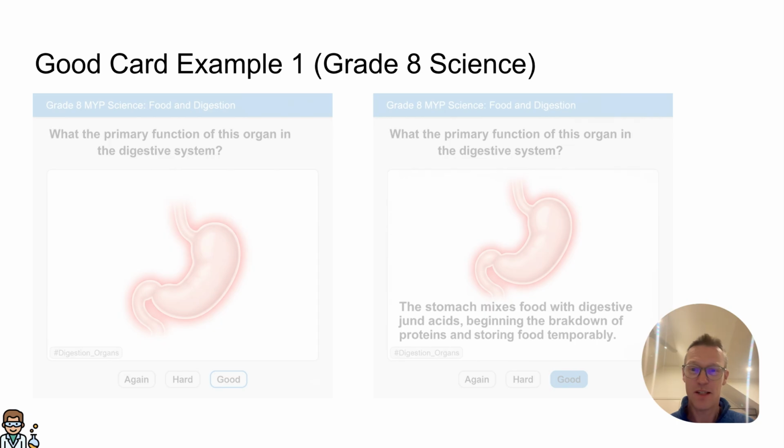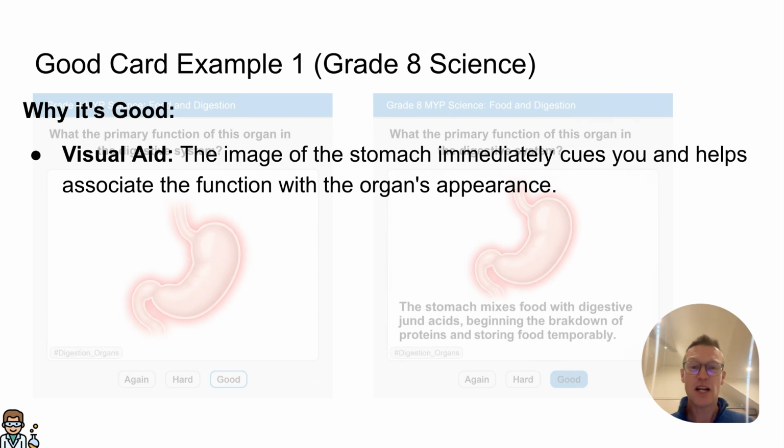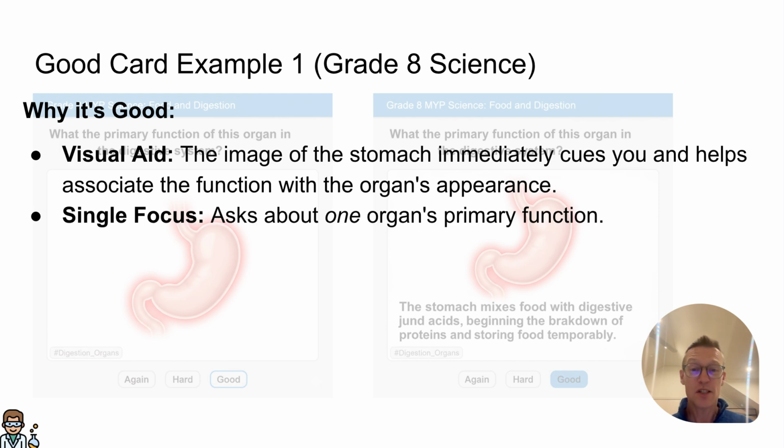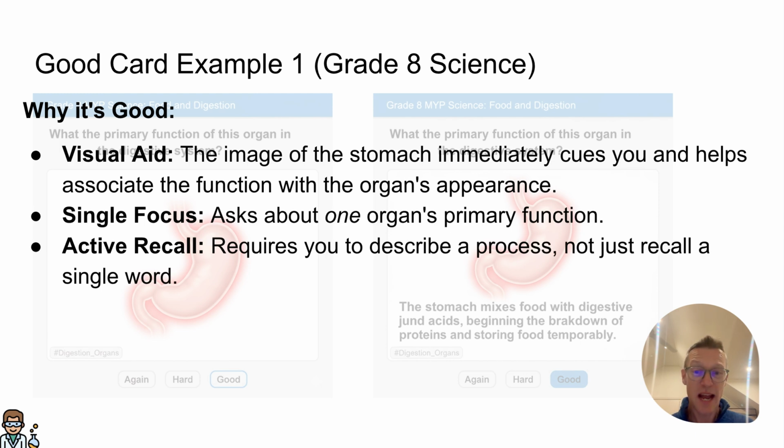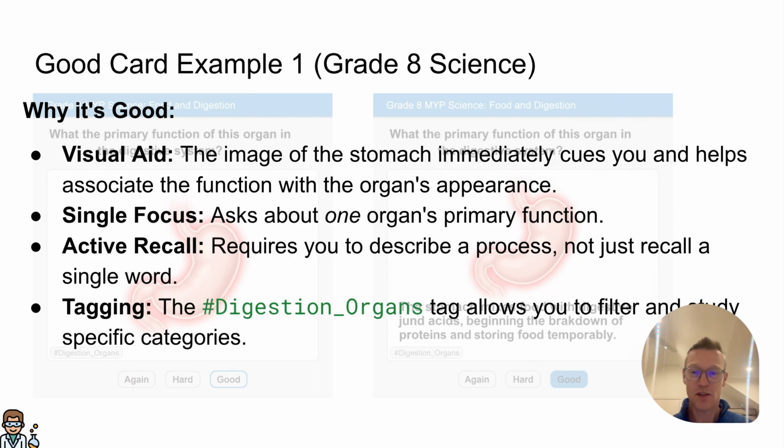Let's go on to why it's good. It's got a visual aid. Love a visual aid. Helps you associate that function with that organ's appearance. We've got a single focus. We're just talking about one organ's primary function. It requires active recall. You have to describe a process, not just recall a single word. And we've got some tagging going on there. It's got hashtag digestion organs, and you can filter things nicely.